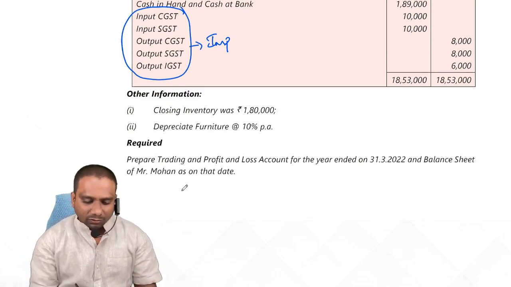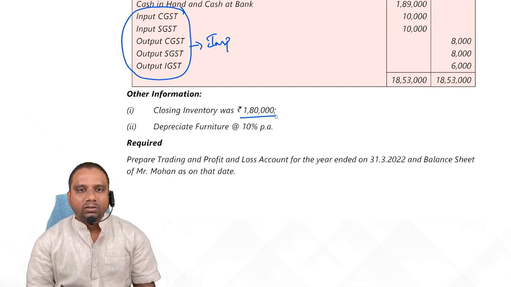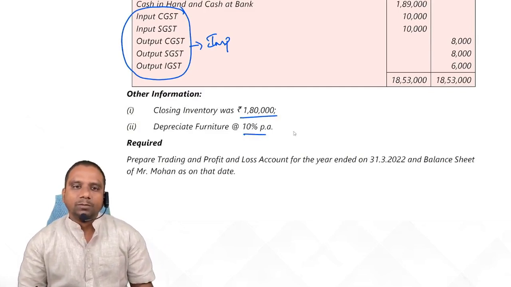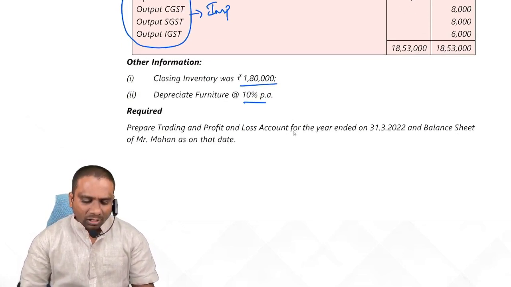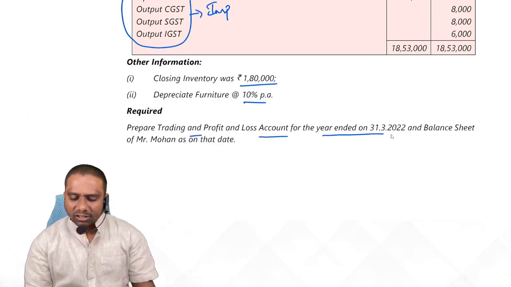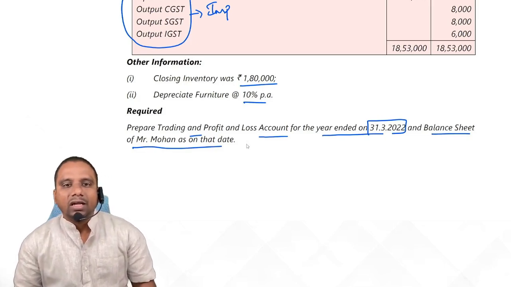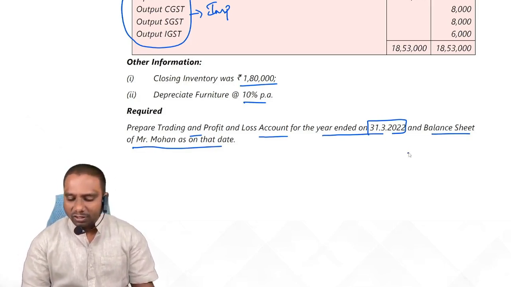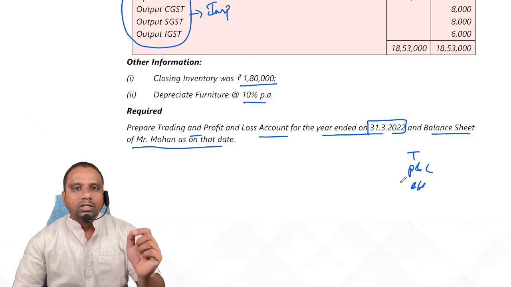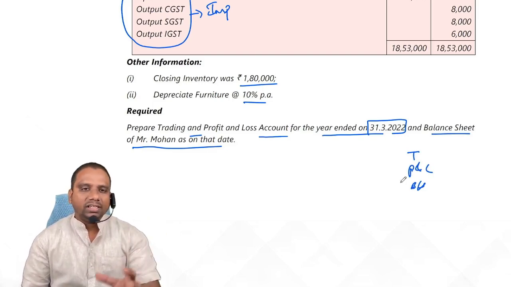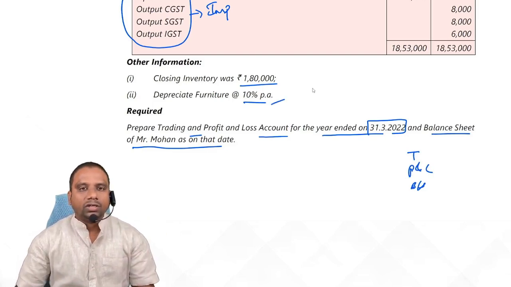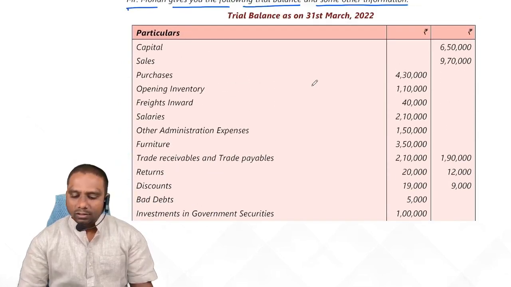The other information: closing inventory was 1,80,000. Depreciation 10% per annum. Prepare trading and profit and loss account for the year ended 31st March 2022 and balance sheet of Mr. Mohan as on that date. Simple. So prepare a trading account, profit and loss account and balance sheet format first. Now here mark the adjustment. Closing inventory anyway we take it. Now depreciation we have on furniture. Look at one by one item.